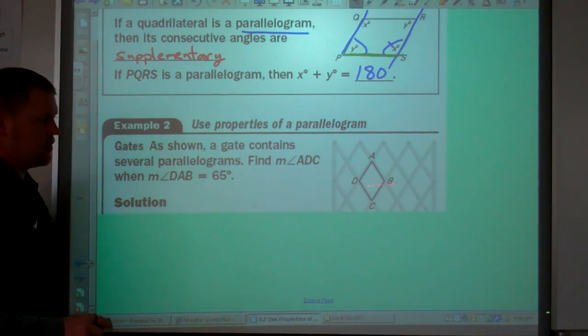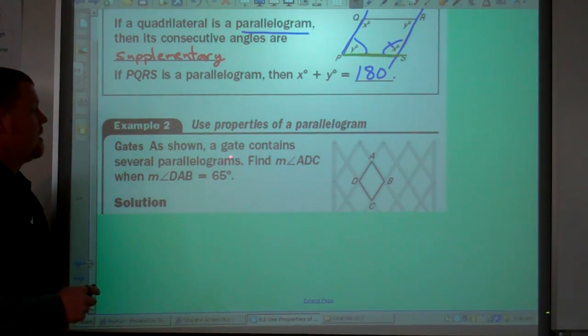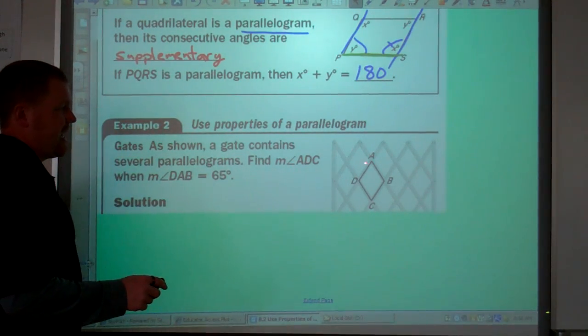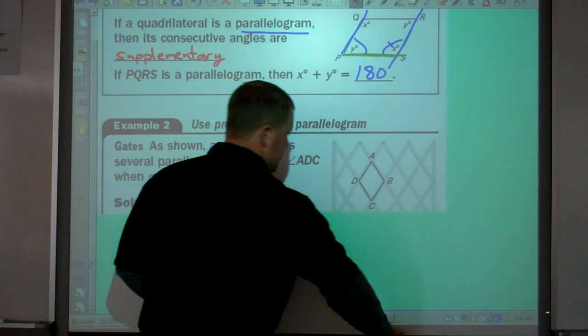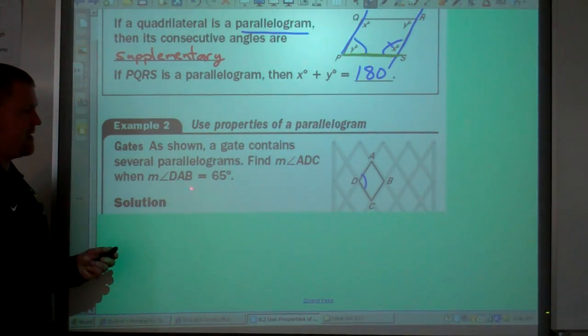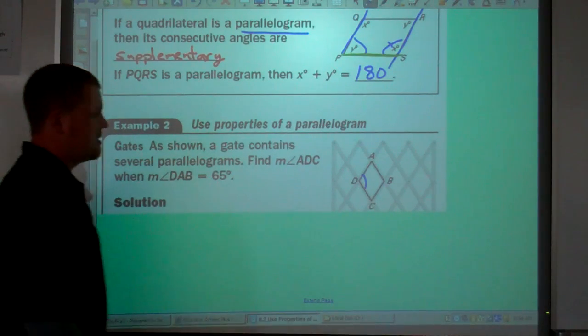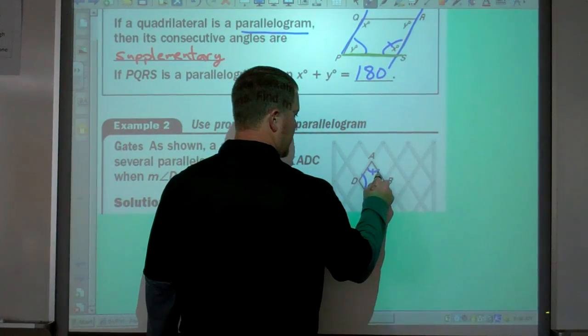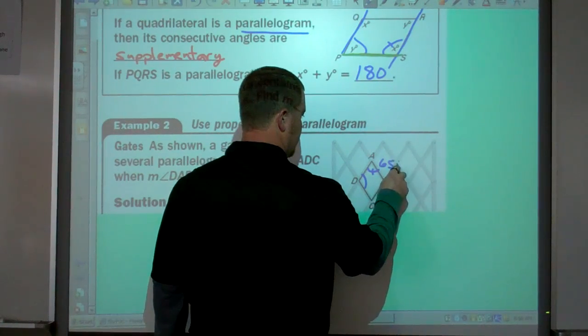As shown, a gate contains several parallelograms. These accordion style gates, like we have down by our commons area. Find the measure of angle ADC, so that's this angle here, when the measure of angle DAB is 65 degrees. DAB is here, and that is 65 degrees.